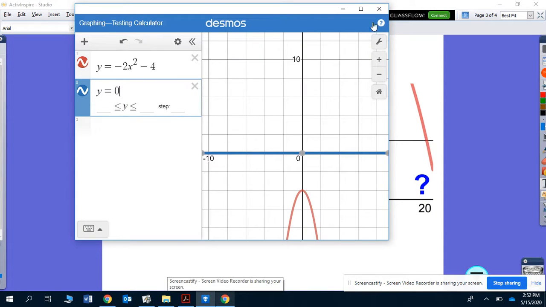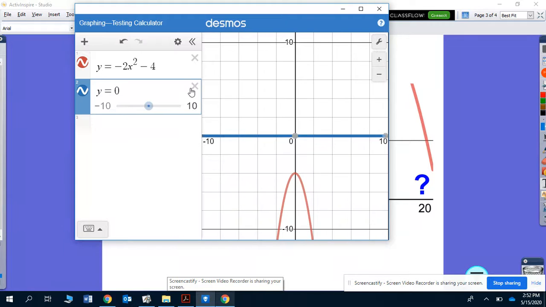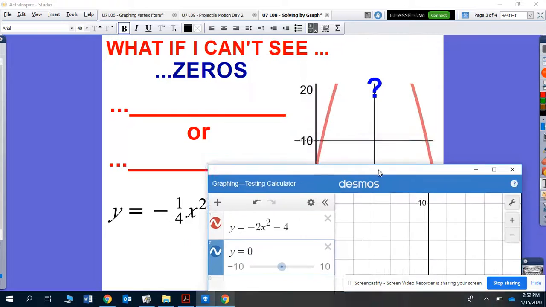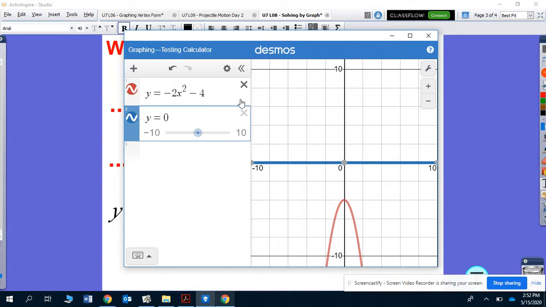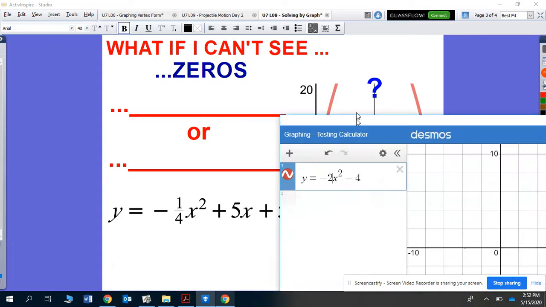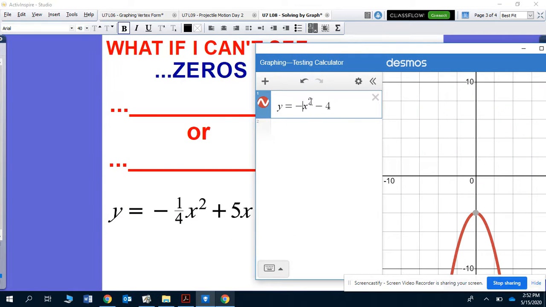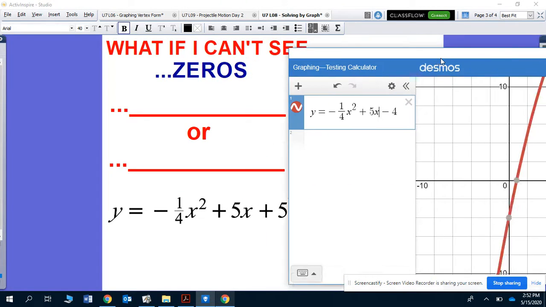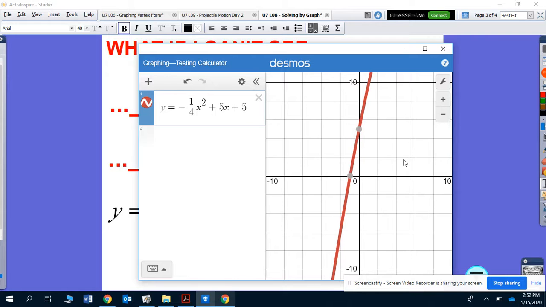So for this example, I'm just going to make sure I'm centered here at the home screen, right? And let's go ahead and type this in. My equation in this example was negative 1 over 4 x squared plus 5x plus 5. And so when we look at it, we're like, well, hold on a second. Is that a parabola? It is a parabola.